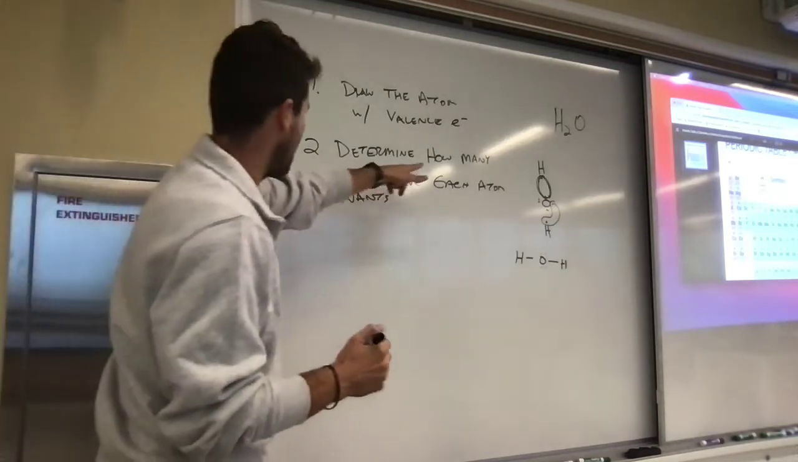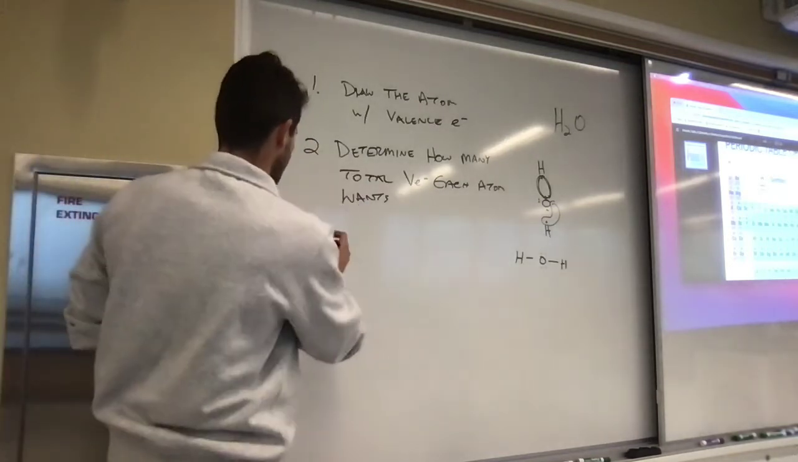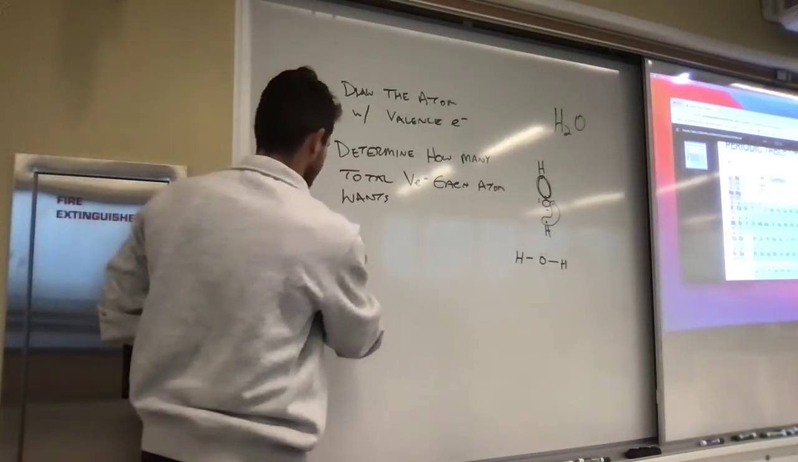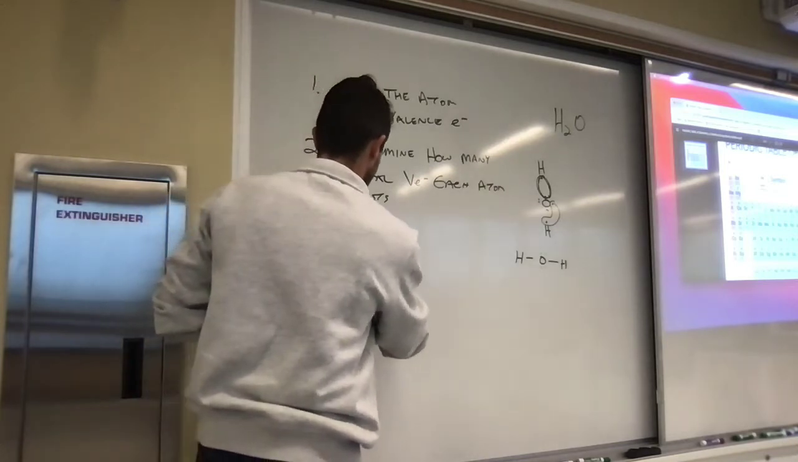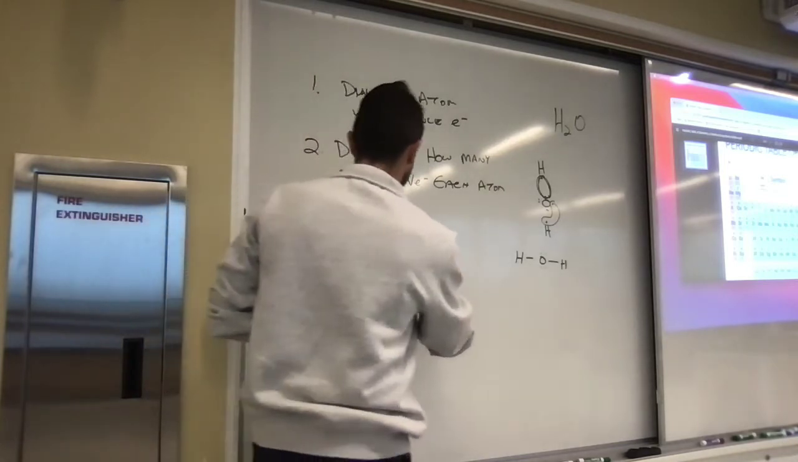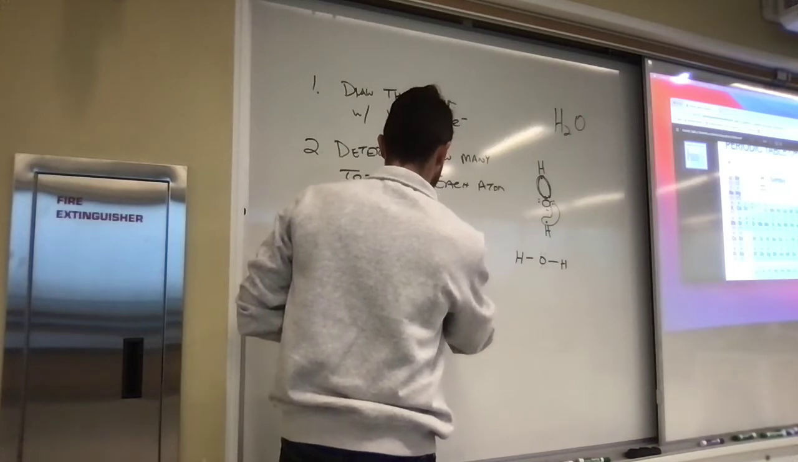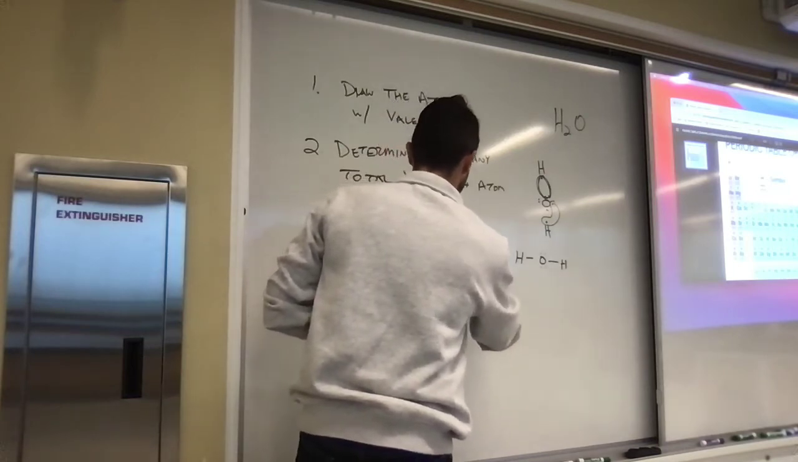So I determine how many each element or each atom wants, and then I pair non-paired electrons.